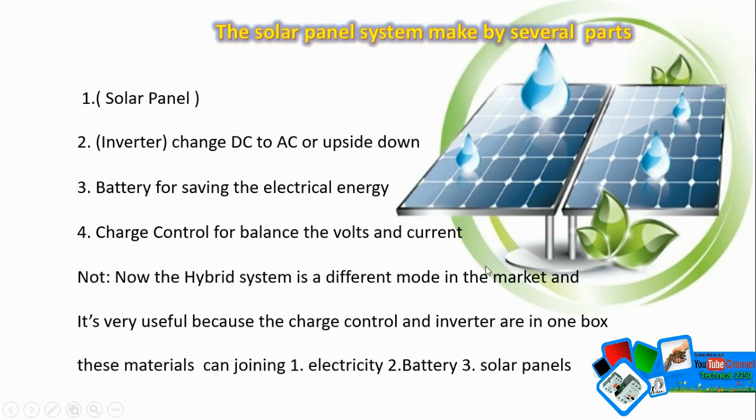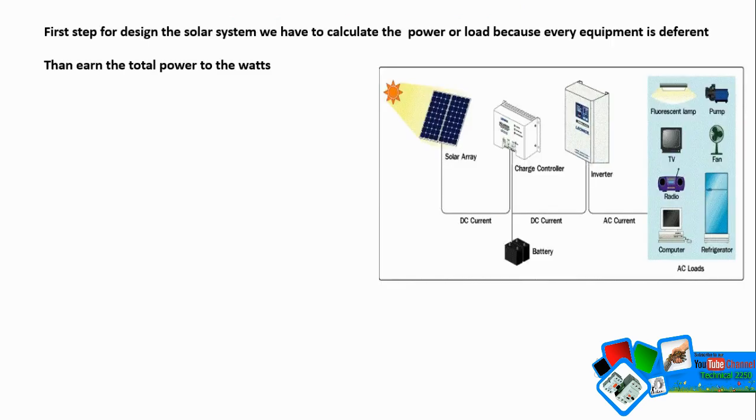These materials can be joined: 1. Electricity. 2. Battery. 3. Solar panels. First step for designing the solar system. We have to calculate the power or loads, because every piece of equipment is different, then find the total power in watts.